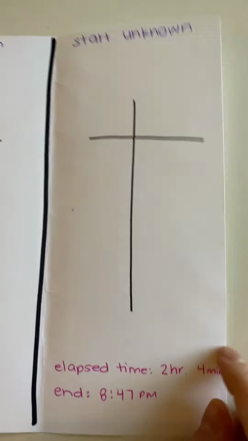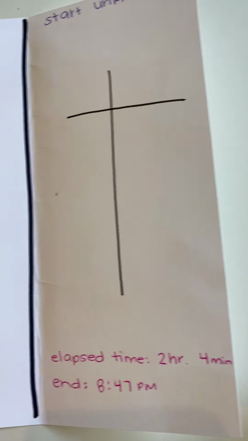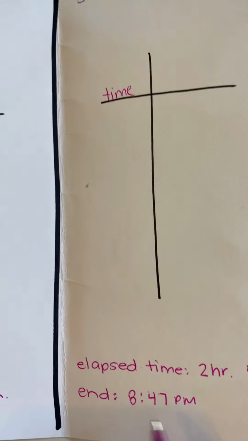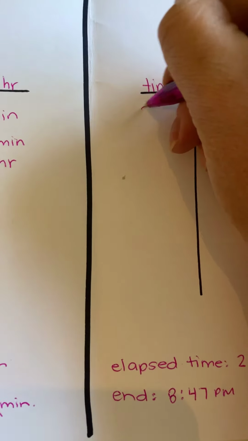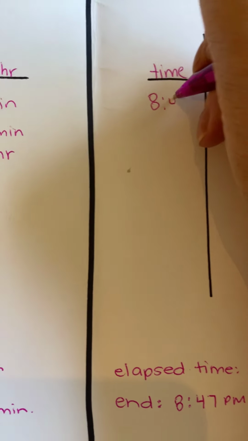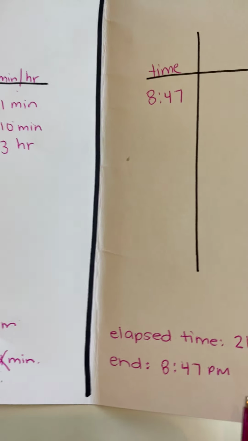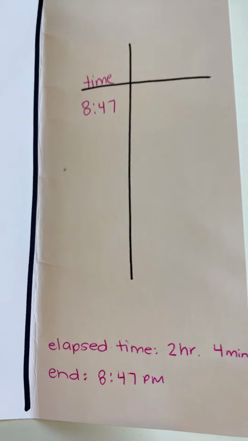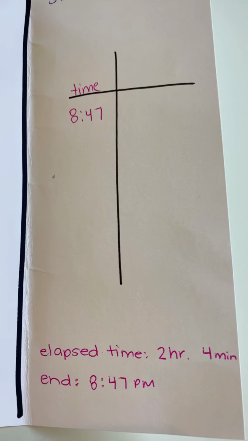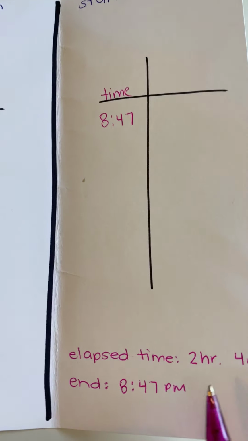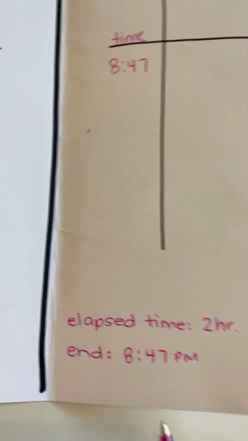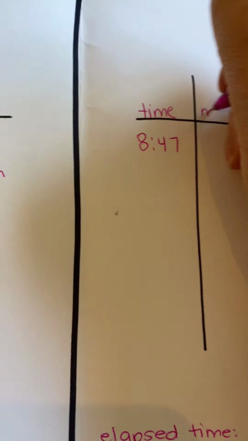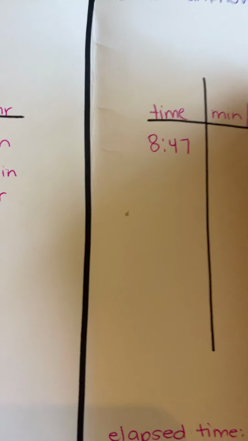And last but not least, our start unknown. So we have our end time, which is 8:47 p.m. So that's what time whatever we did ended. And we know that whatever we did it for 2 hours and 4 minutes. So if we were playing a soccer game, if our soccer game lasted for 2 hours and 4 minutes and it ended at 8:47 p.m., what time did it start? That's what we need to figure out.